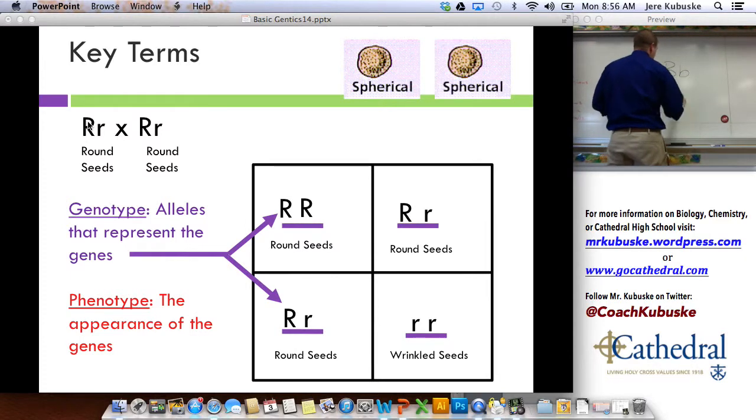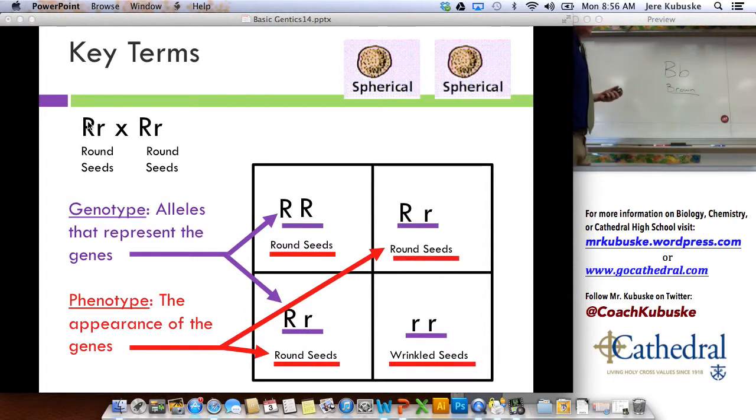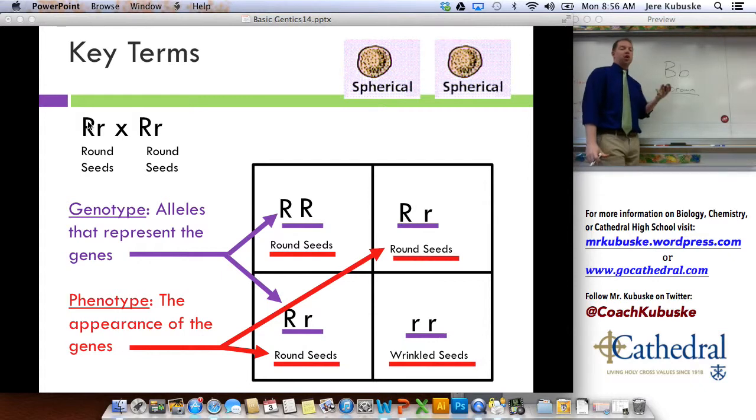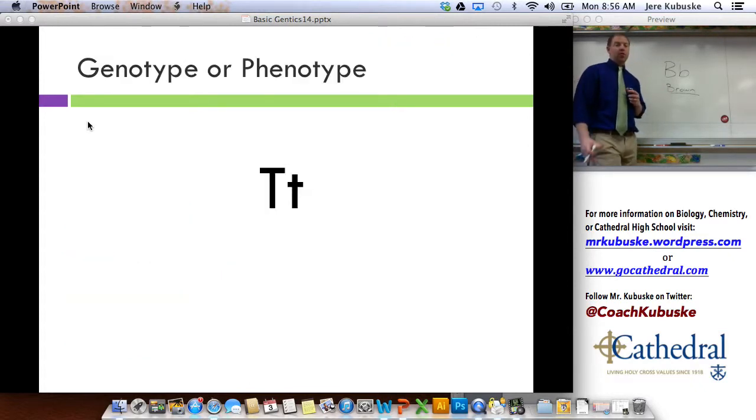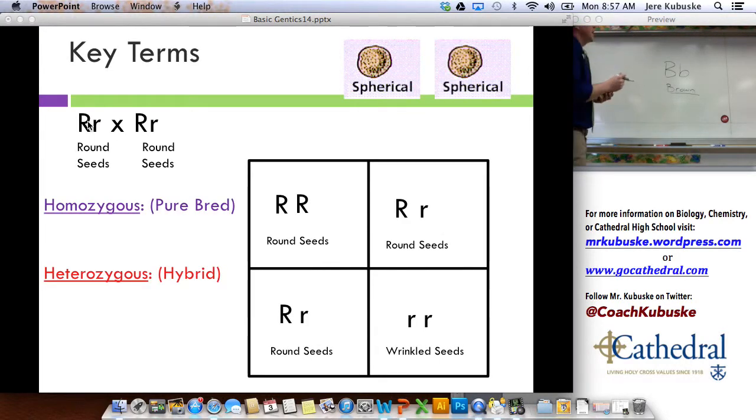What it actually looks like is called a phenotype. Phenotype for physical features. Phenotype, physical features. So genotypes and phenotypes, I can determine those with Punnett squares. So is this a genotype or a phenotype? Obviously, genotype, phenotype, genotype, genotype, phenotype. There you go.